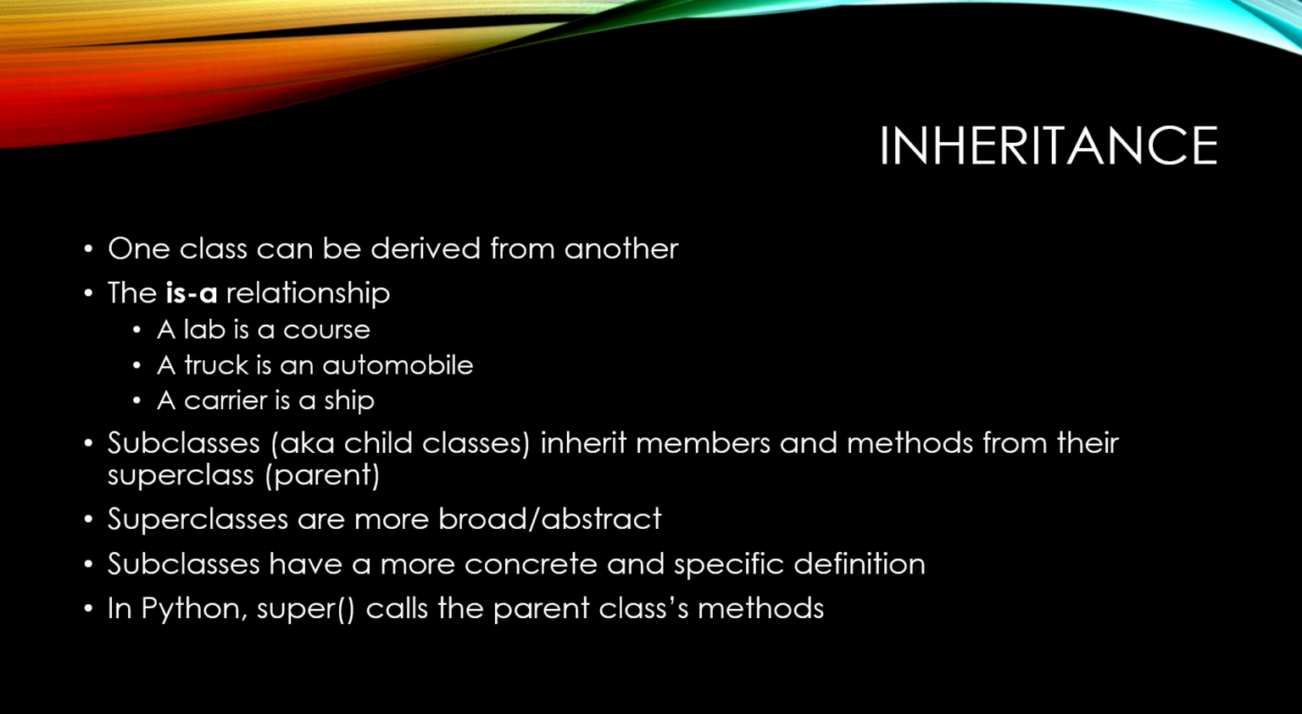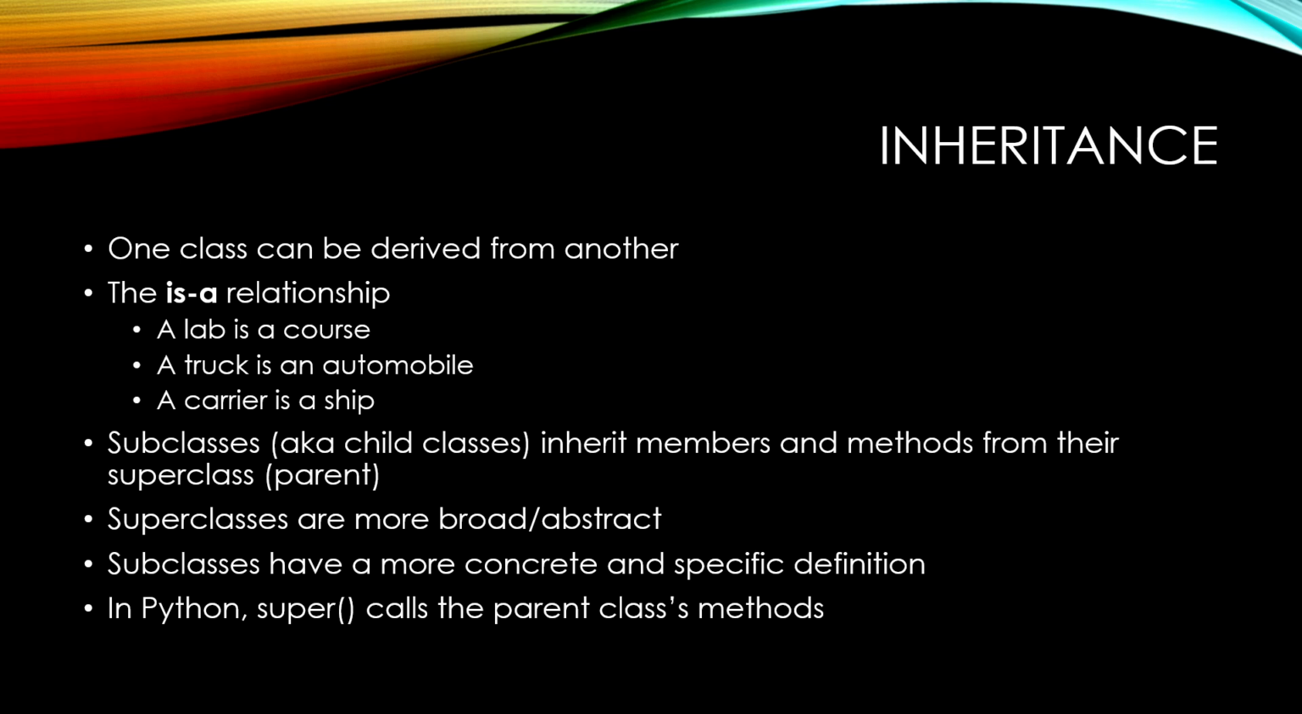Oftentimes, parent classes or superclasses are abstracted so far to the point that they are not used themselves. They're too vague. However, they are used to create more concrete subclasses or child classes. Now, when we perform inheritance, just like with genetics, aspects of the parent class are taken to the child class. In the case of programming, it's pretty much all of the members and methods that are taken from one to the other, at least in Python.